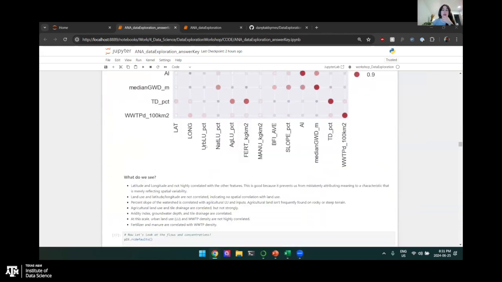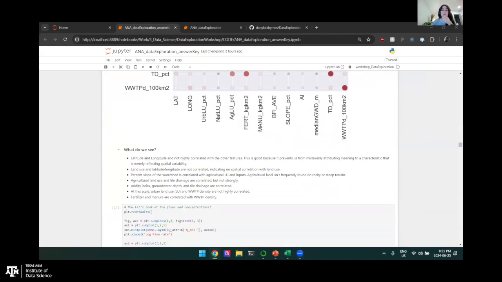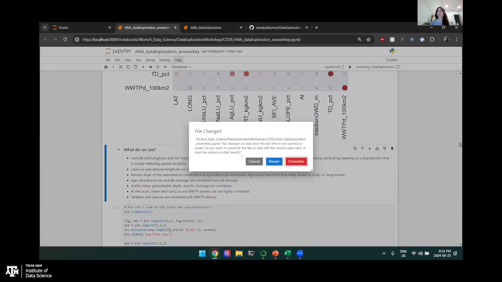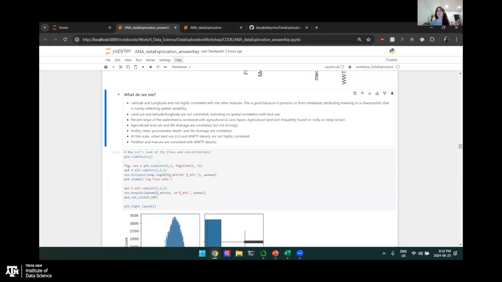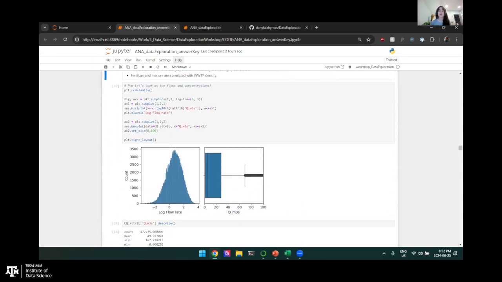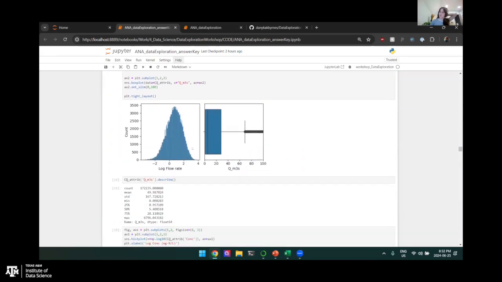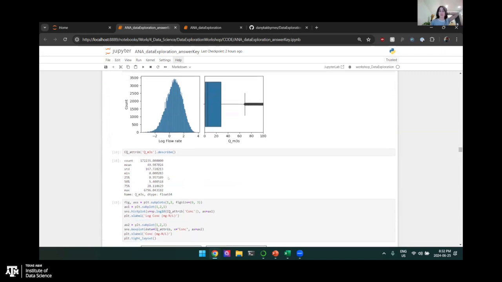Okay, so aridity index, groundwater depth, and wastewater treatment plant density are not highly correlated. Fertilizer and manure are correlated with wastewater plant density. So these are all interesting things, and again, should start getting your wheels spinning about what kind of questions you might be able to ask.